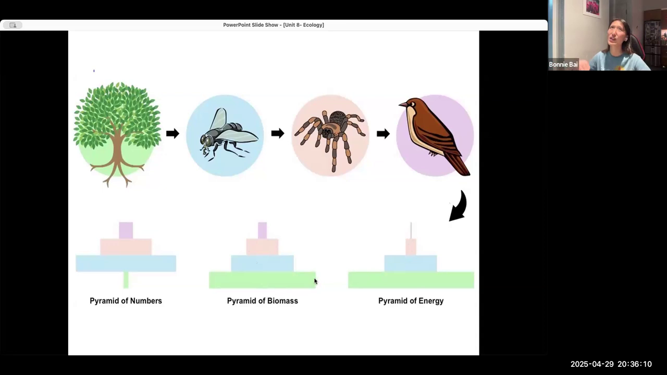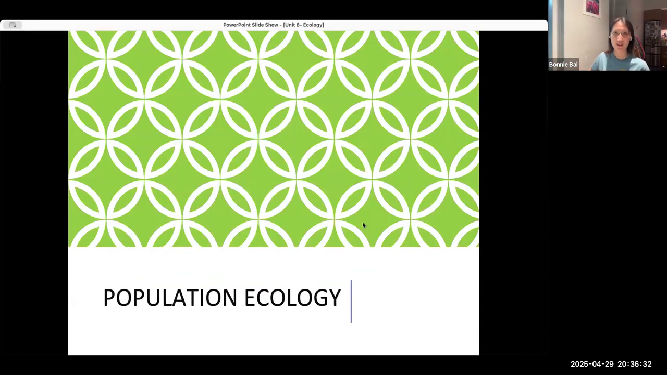Okay, the pyramid of energy is what we saw earlier. Pyramid of biomass, just understand when we make an ecological pyramid, it doesn't have to be just energy. You can also just count in numbers. It could be one tree sustaining however many number of flies, however many numbers of spiders and so on. Biomass is how much they weigh. Not super important.